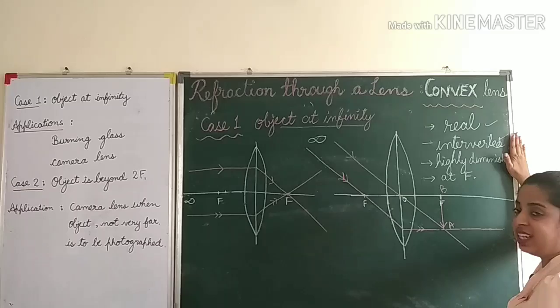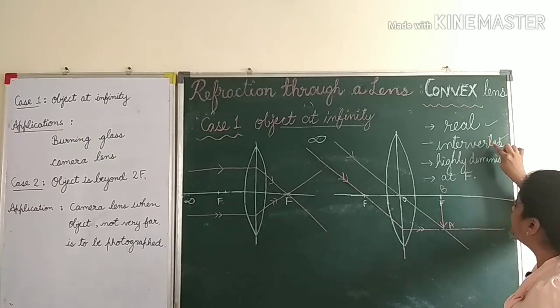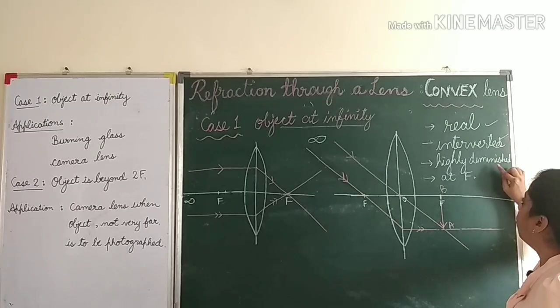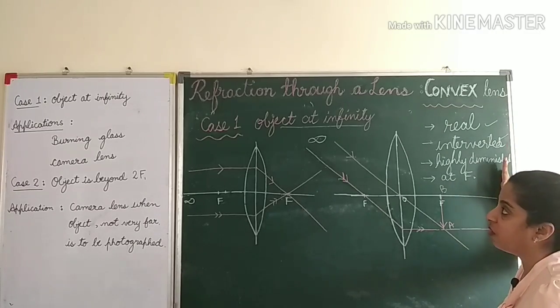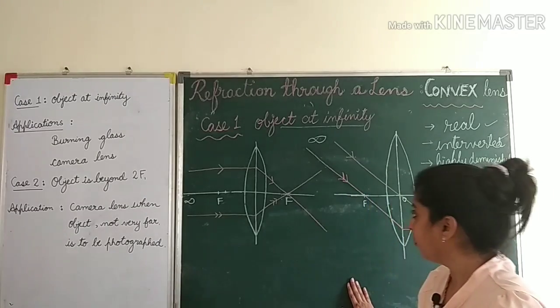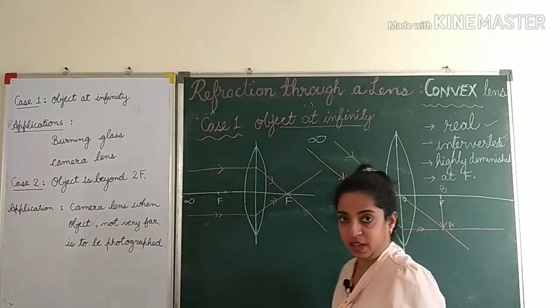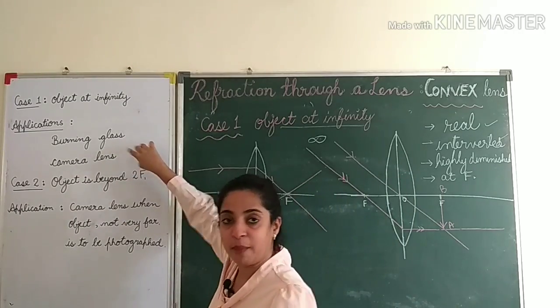So while writing the nature of the image, we will write whether it is real or virtual, whether it is inverted or erect, what is the size, and where is it formed. So these four things we will have to write for all the ray diagrams for all the cases. Okay. What is the application here? There are two applications in this case, one burning glass and camera lens.